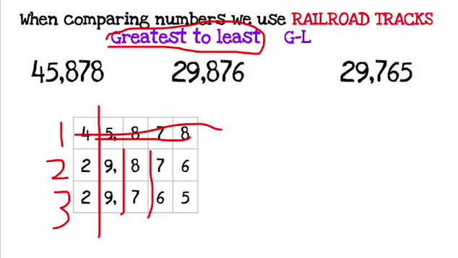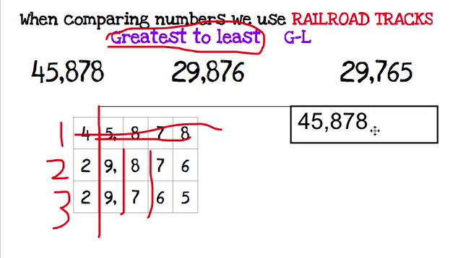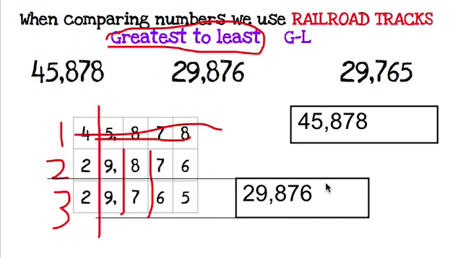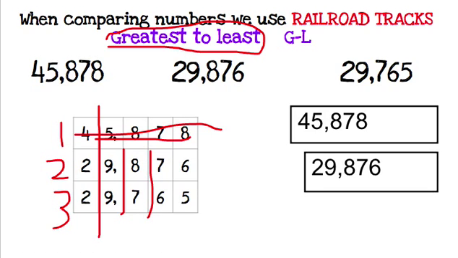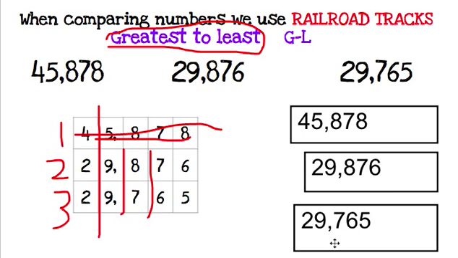So I'd order my numbers. 45,878 is my biggest. Then 29,876 is next. And then 29,765 is my least number. This is greatest to least.